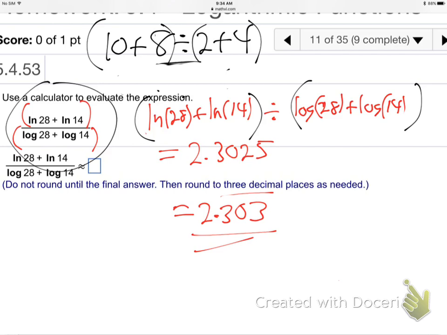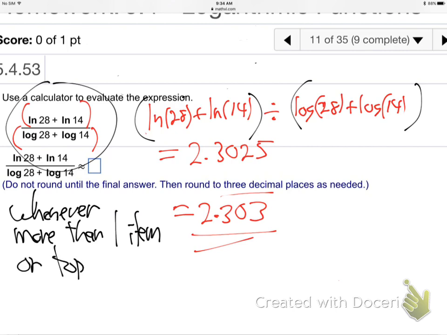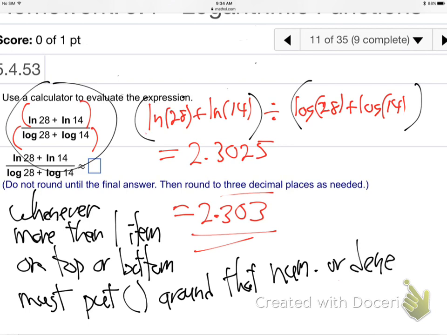Everybody tracking with me? So when do you have to do that? Let me write a note. Whenever there's more than one item on the top or the bottom, you must put parentheses around it. Does that make sense? It means around that top, that numerator or denominator.